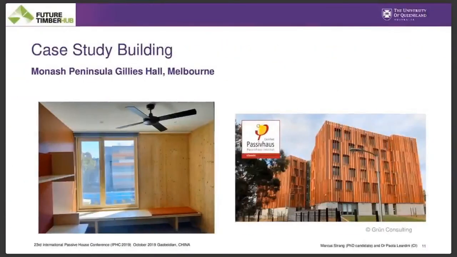So now I'll take you through my case study building. This is the largest passive house CLT building in the Southern Hemisphere. It's called the Monash Peninsula Gillies Hall, and it's 150 student accommodation units. You can see on the left image that it has exposed CLT panels to the interior, which improves the drying capacity.